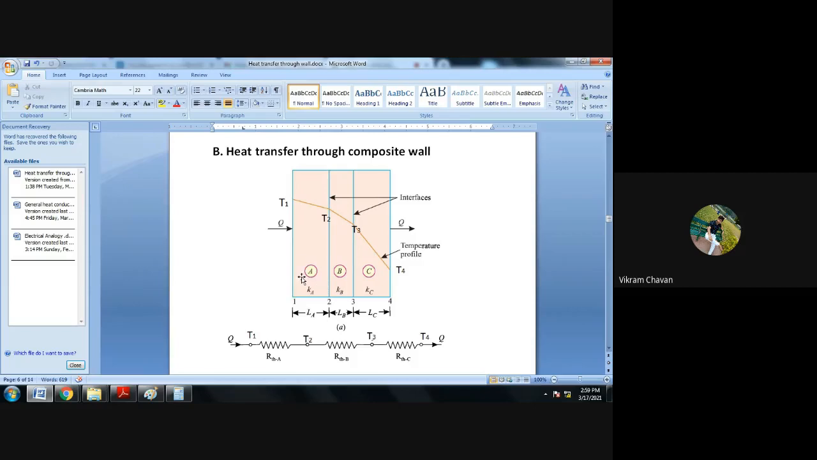Okay, so the composite wall is made up of three different materials: wall A, wall B, wall C. These three walls or three slabs have different thermal conductivities, that is K suffix A, K suffix B, and K suffix C. Individual thicknesses of these three different walls are L suffix A, L suffix B, L suffix C.